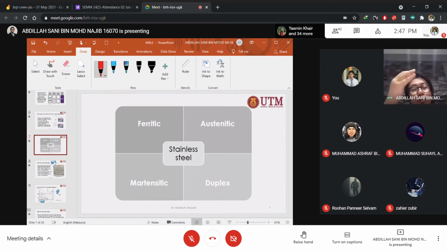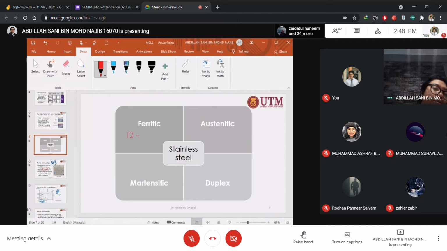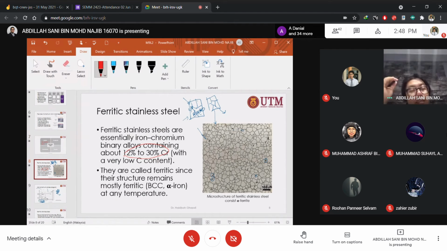We have four types of stainless steel. We go one by one. The first one is the ferritic. Ferritic stainless steels are essentially iron-chromium binary alloys containing 12 to 30% of chromium with a very low carbon content. So let's write that down: 12 to 30% chromium, low carbon. That is what makes it ferritic stainless steel.